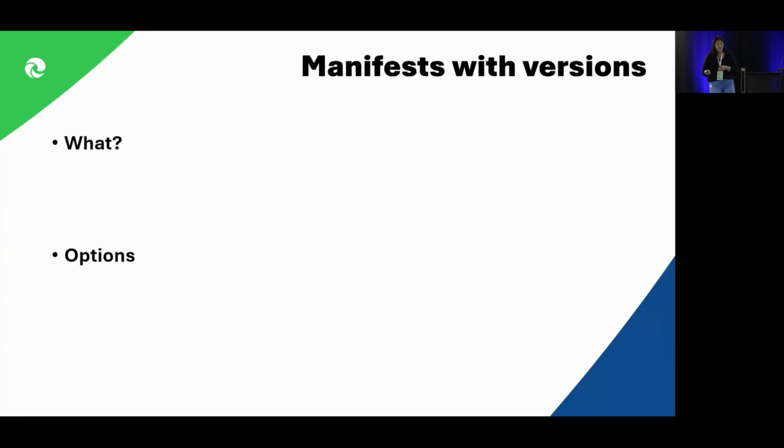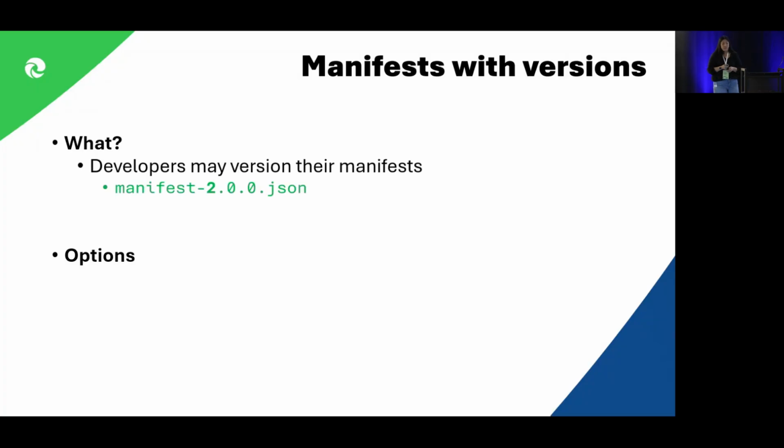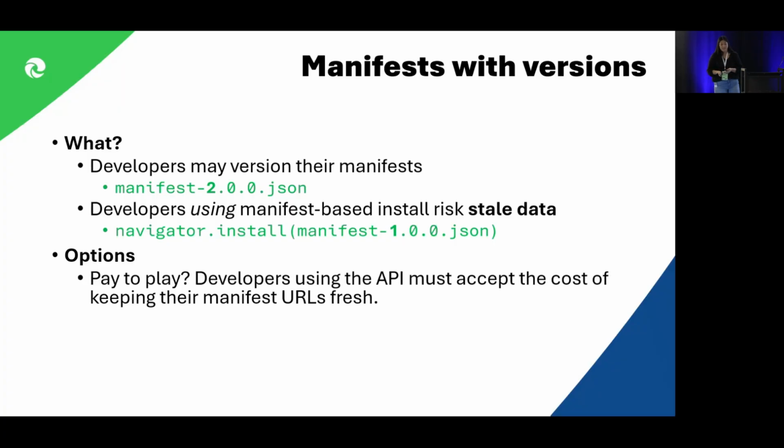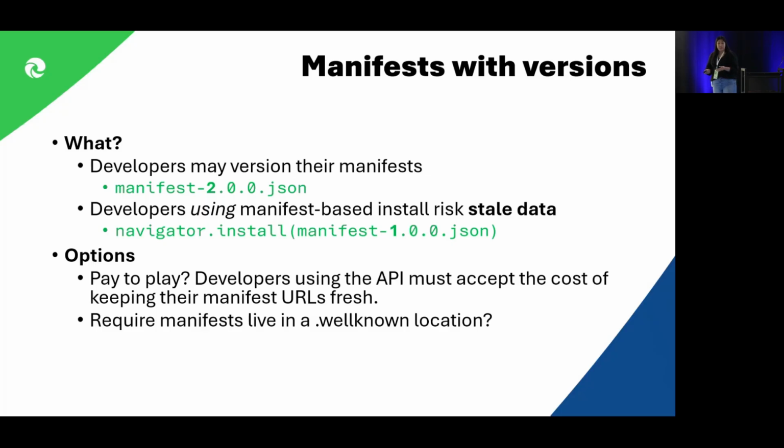If you're a web developer and you want to install by manifest, you have to host your own, or something else. Our last issue is manifests with versions. Web developers may version their manifests for any variety of reasons, and this means that if you are a web developer using manifest first install, you risk having stale data on your website. We could make this pay to play as well, and web developers using the API just must accept the cost of keeping their URLs fresh. We could require that manifests live in a well-known location, or again, something else.